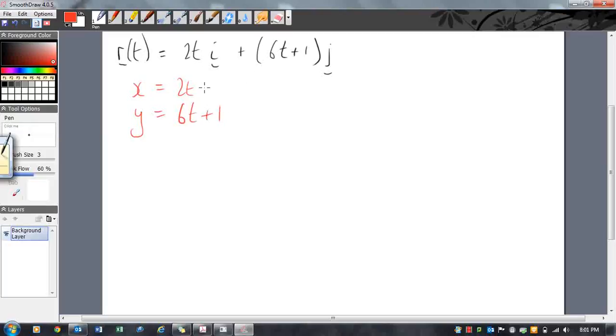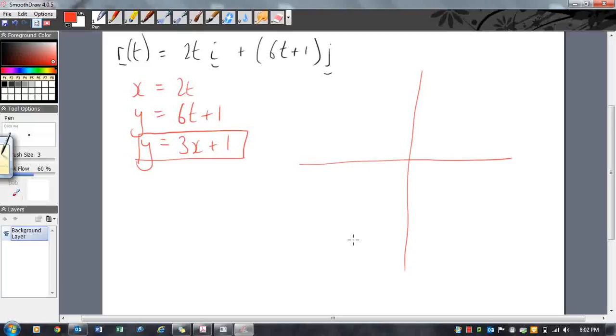Now, all we need to do is eliminate t, so you could find out what t is equal to here and put it into this equation. I'm just going to take a short little step here. If x is equal to 2t, y is equal to 3 times x, in other words 3 times 2t, plus 1. And so there we have it. There is our equation of the path. So the particle is going to move in something like that.